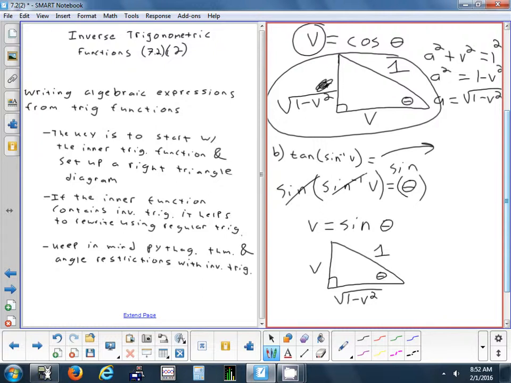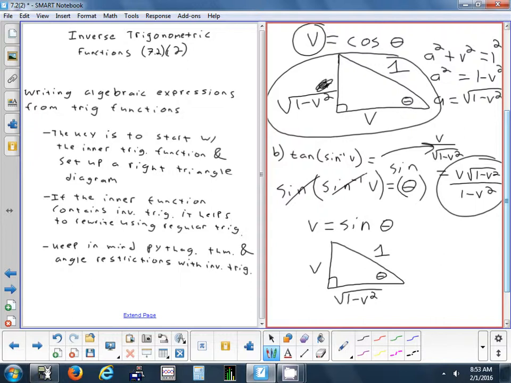All right, so Upi, what two sides do we use for tangent? So opposite over adjacent. So we get v divided by square root of 1 minus v squared. And last time we could stop at that step, but what's wrong with it this time? Yeah, we've got the square root in the bottom, so we fix it like we always do. Multiply top and bottom by the square root. So we get v square root 1 minus v squared over 1 minus v squared.